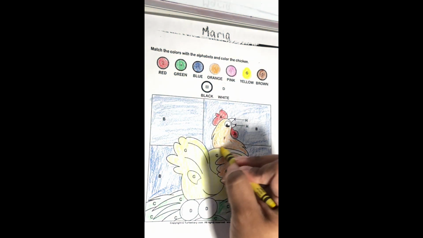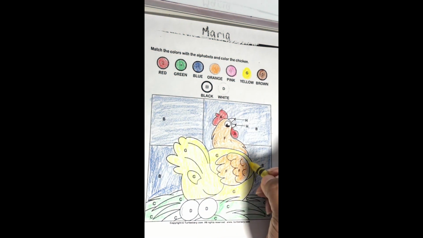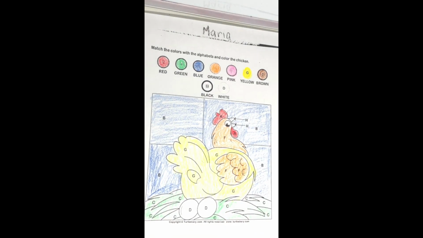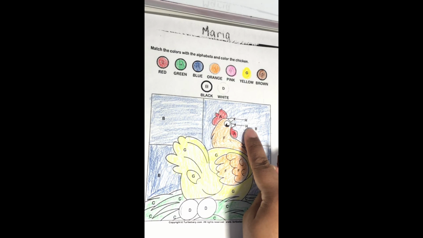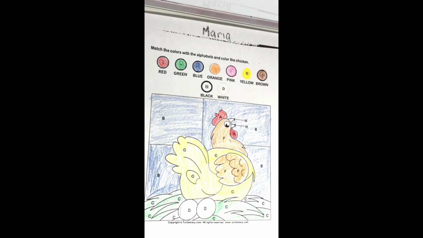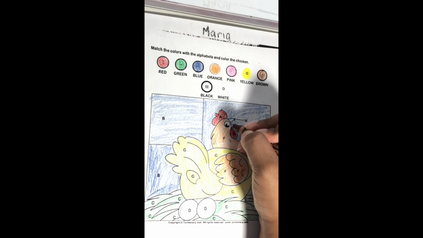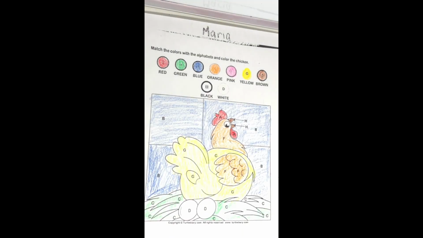Chicken looks really good. Very cute. Very cute, guys. Okay. Now, the next color is brown. So brown is H. So here is pointing to how many H's? One, two, two H's. And we're going to go ahead and color it brown. The little beak. The little beak. Okay, that looks really good, guys.